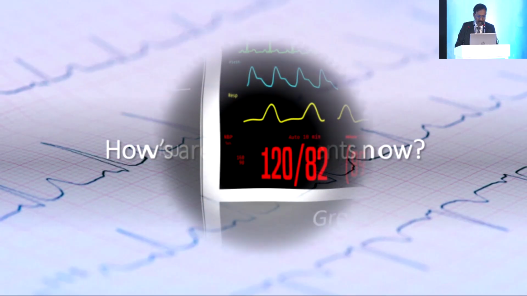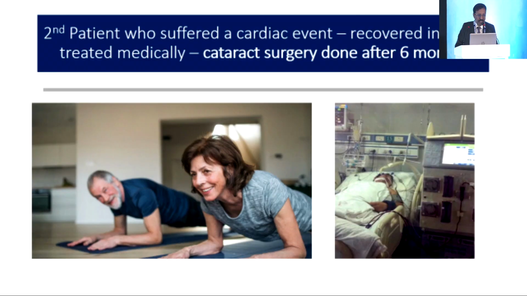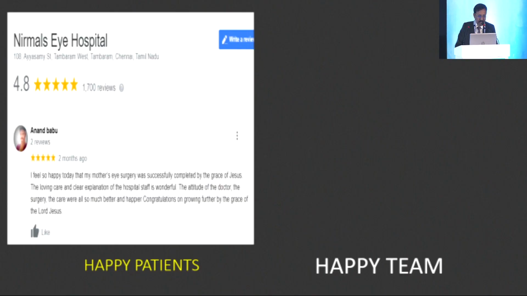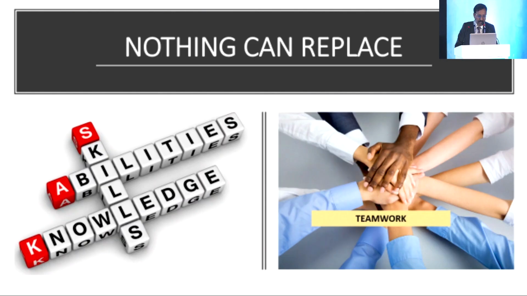So how are our patients now? The first patient, doing well, was admitted in the ICU for observation for 6 hours, monitored, and was sent home. Our team did a good job of documenting them well. The second patient, who suffered a cardiac event, recovered in ICU and was treated medically. Cataract surgery was done after 6 months. The patient is happy because we literally saved their life and gave wonderful feedback. And our team was very happy that they were able to save not only the life of the patient, but also give back good vision.